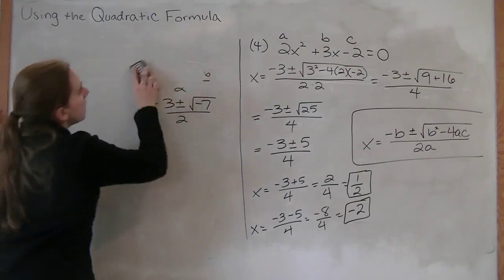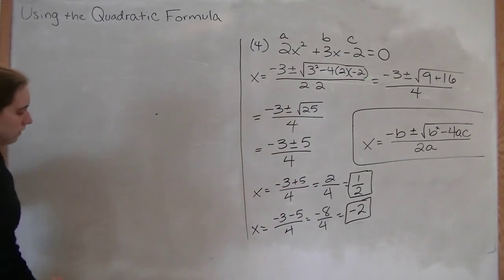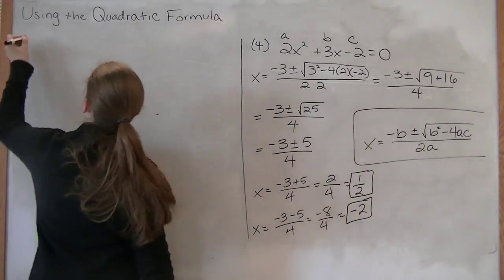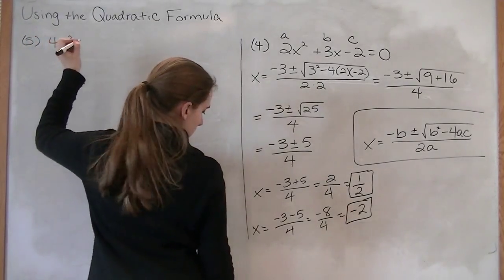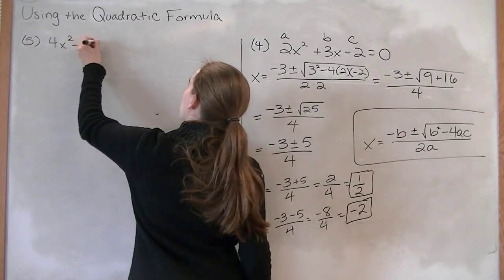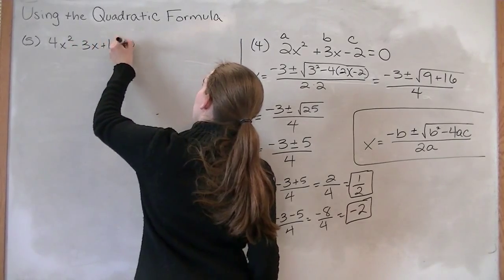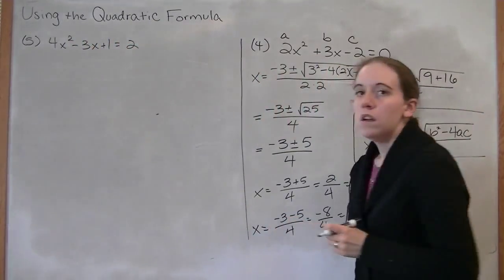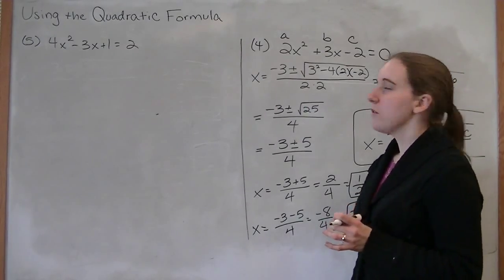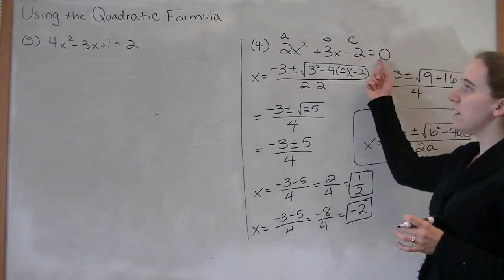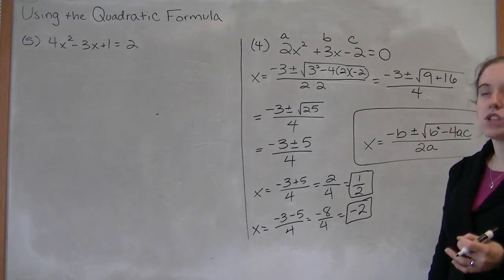Now let's look at one that looks a little bit different. So we want 4x squared minus 3x plus 1 is equal to 2. Now this one is different from all the other examples we've looked at because it's not set equal to 0. It's set equal to 2 in this case.